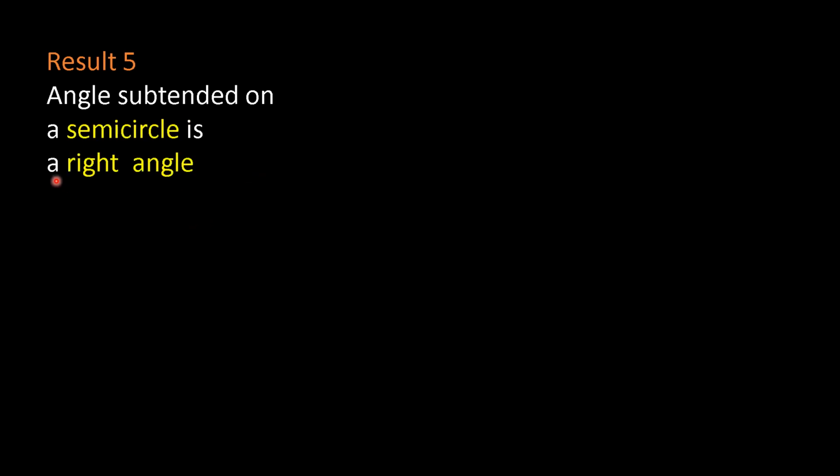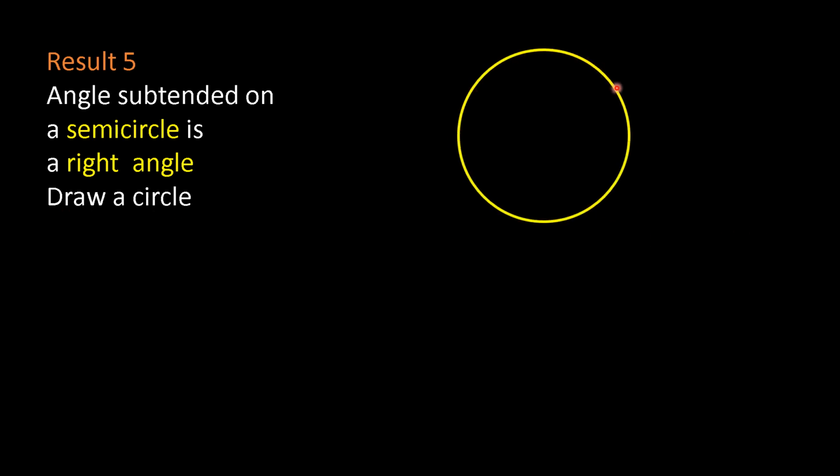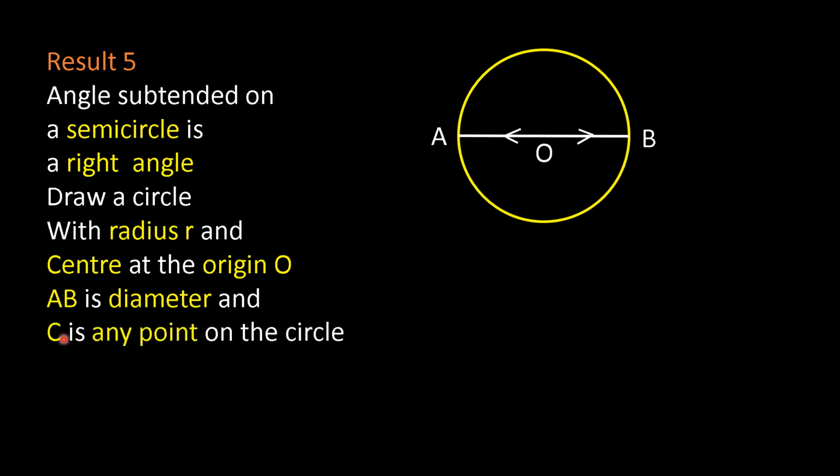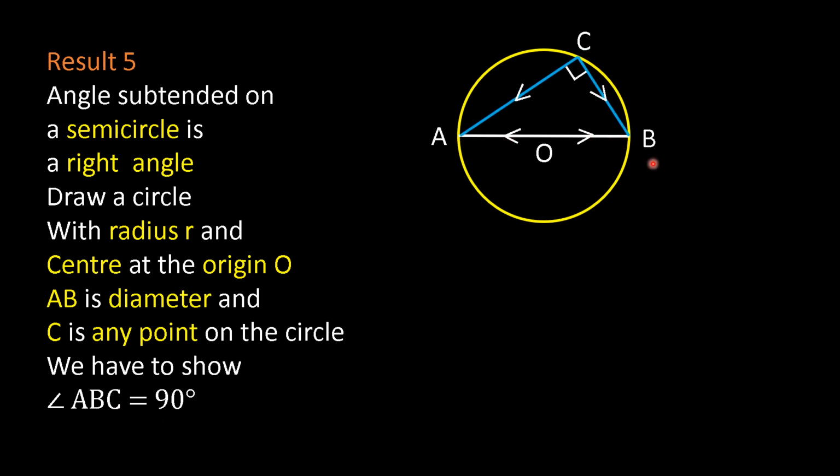In result 5, we have to prove that the angle subtended on a semicircle is a right angle. Draw a circle. So this will be a semicircle with radius r and center at the origin. AB is the diameter and C is any point on the circle. We have to show that angle ABC equals 90 degrees.